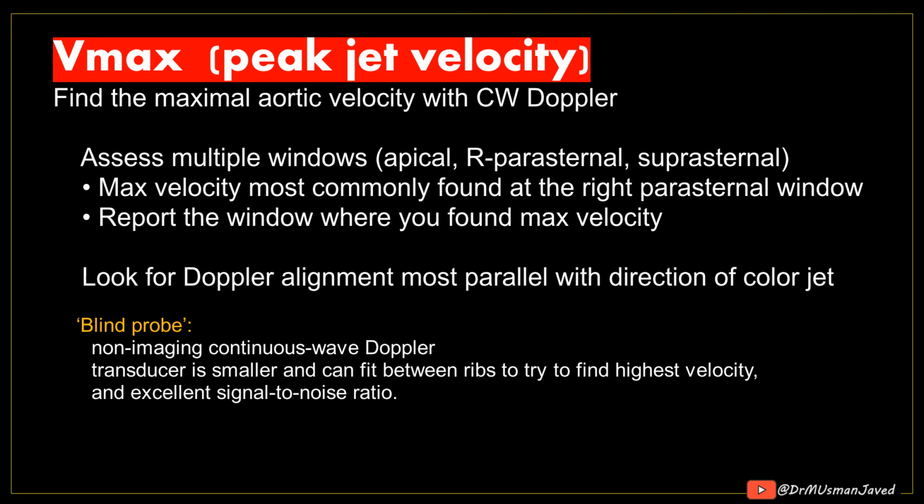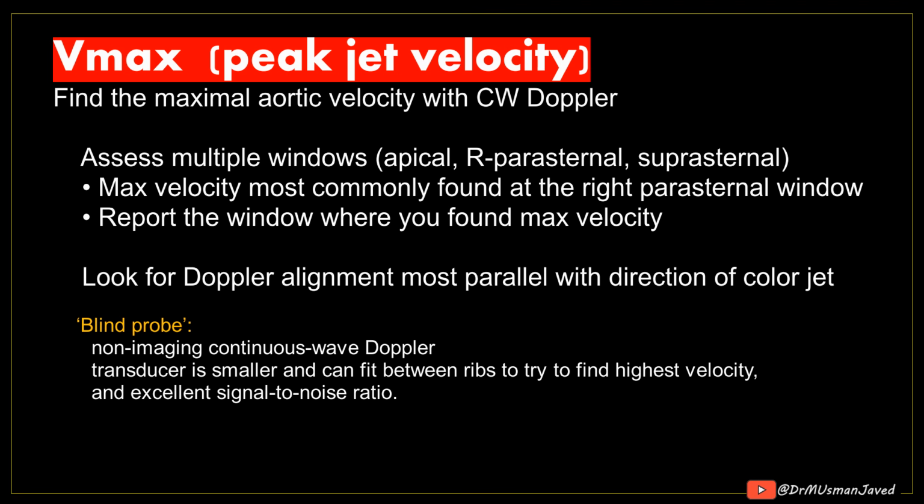So you want to assess multiple windows, your apicals, your right parasternals, your suprasternals, to find the jet that is the highest, because you want parallel flow and you don't want to miss an eccentric jet. The max velocity is commonly found at the right parasternal window, so we can't just be looking at apicals. It's also important, when possible, to report the window where you found the maximal velocity so that it can be compared on future studies. It could be helpful to look at the color Doppler alignment to try to find the orientation that's most parallel with the direction of the colored jet.